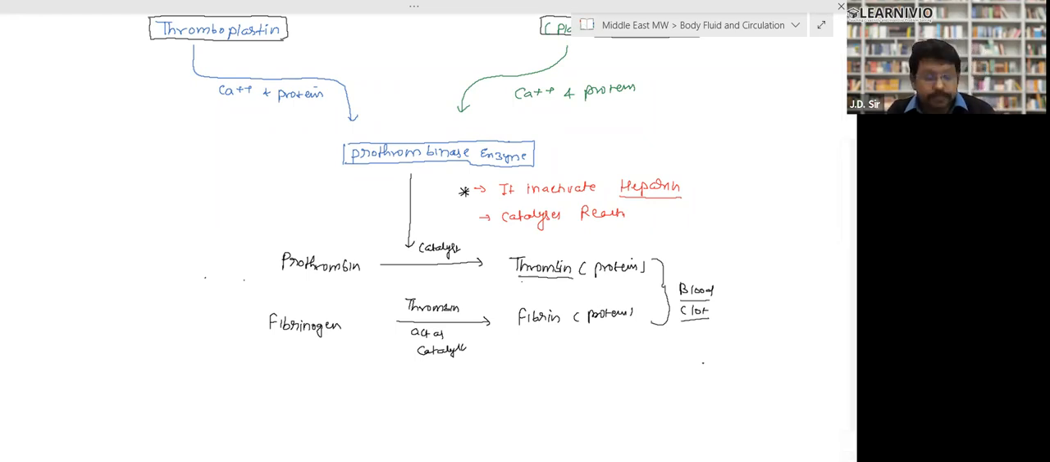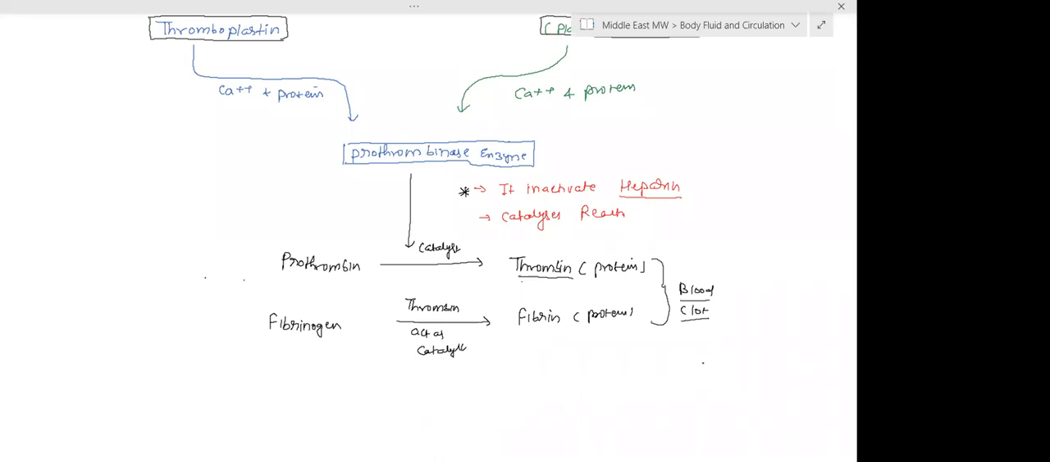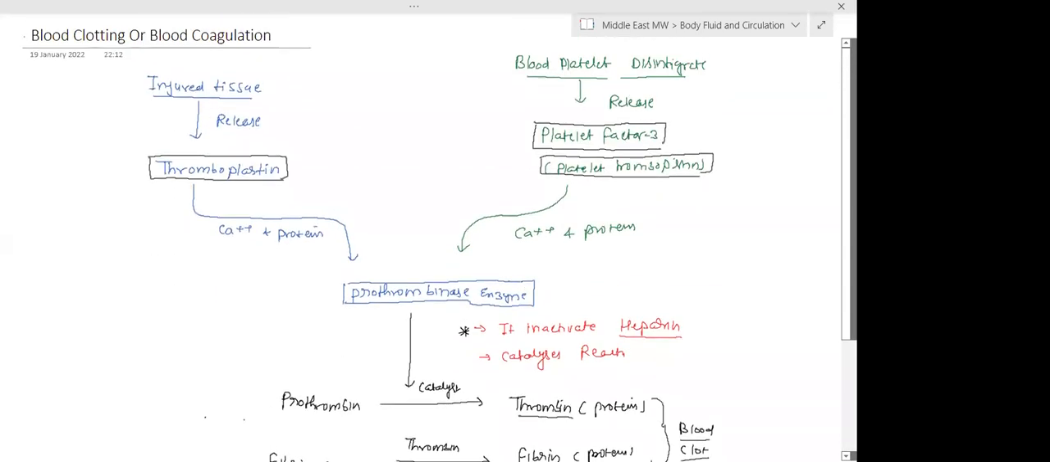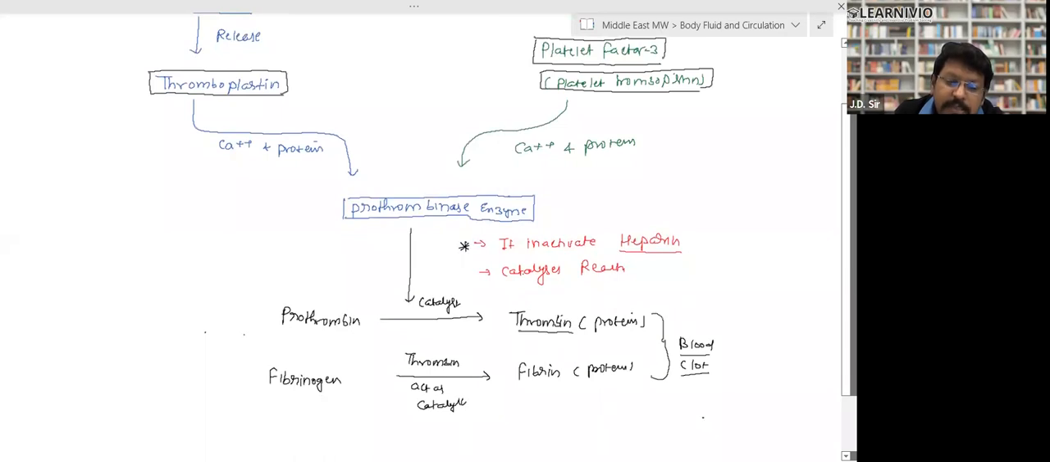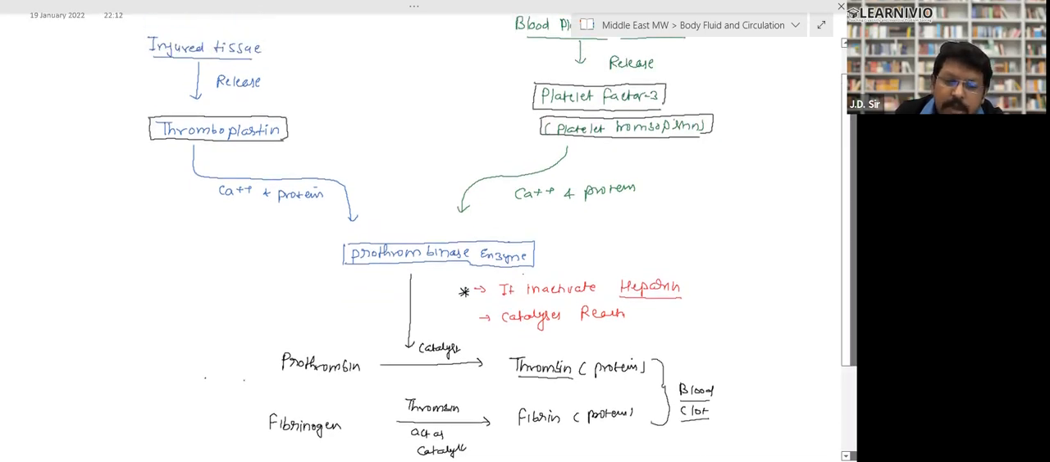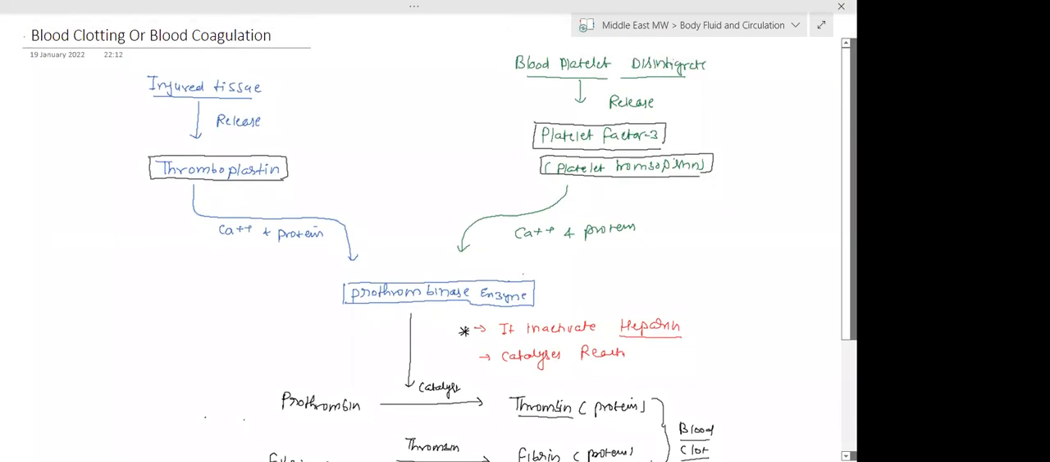Is it clear now? Yes. So please note it down. Sir, where did this fibrinogen come from? It is already present in our blood. Fibrinogen is an inactive, fiber-like protein. Prothrombin is inactive, a clot-like protein. Both proteins are already present in our blood, in blood plasma. Right? Yes, sir. Please note it down.